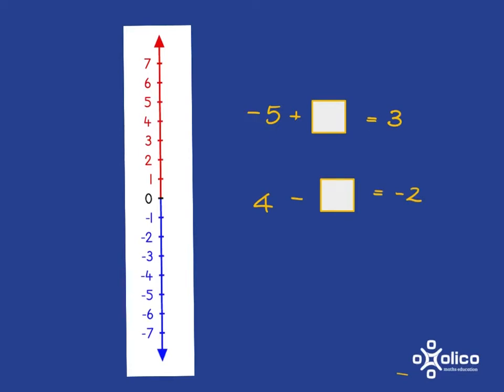So if we think through the process, they're telling us the starting point is -5. They're telling us that we are adding, and we know that where we want to end up is at 3. So how many steps do we need to go to get from -5 all the way to 3? Well, to get from -5 to 0 is 5 steps, and then to get to 3 is another 3 steps. So in total, we have gone 8 steps to get from -5 to 3.